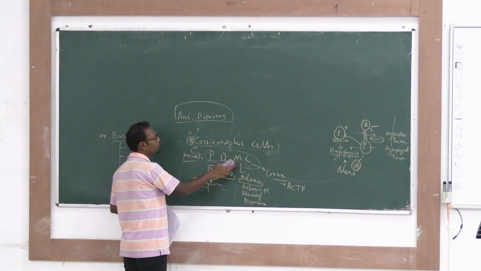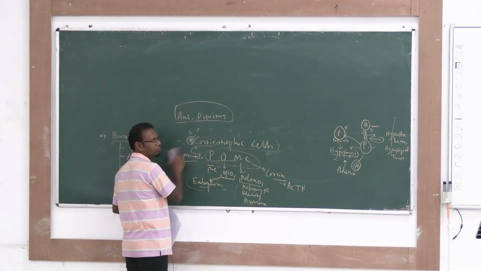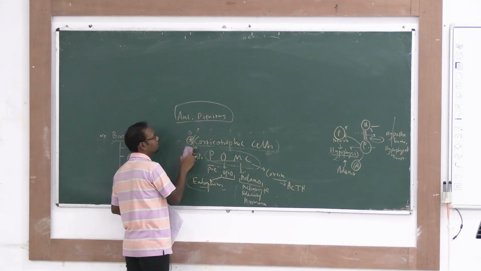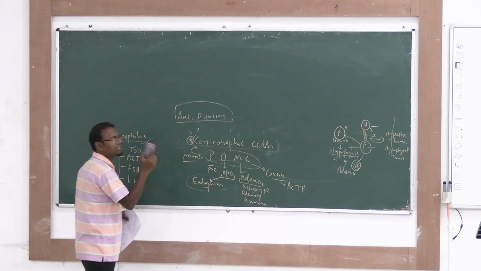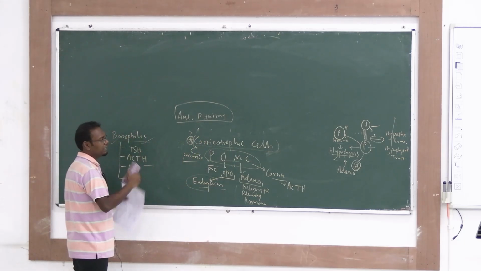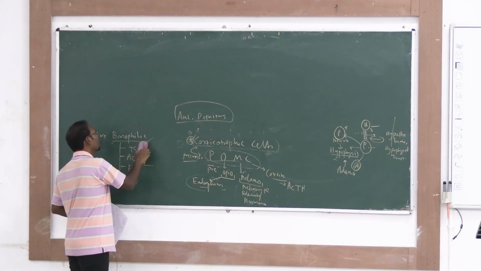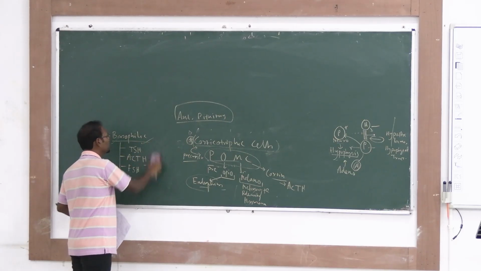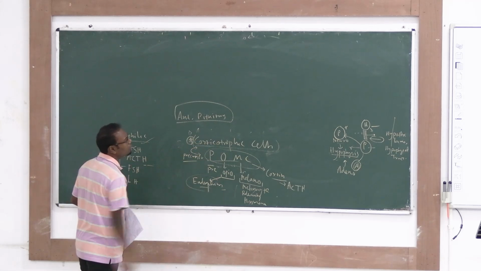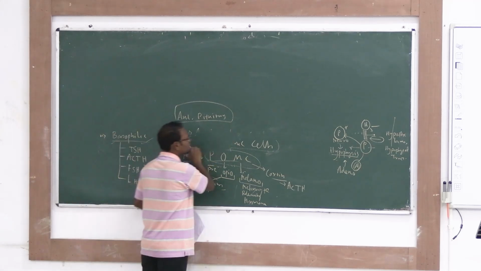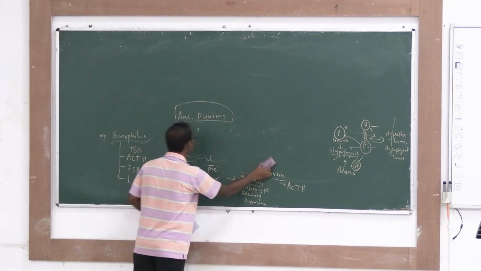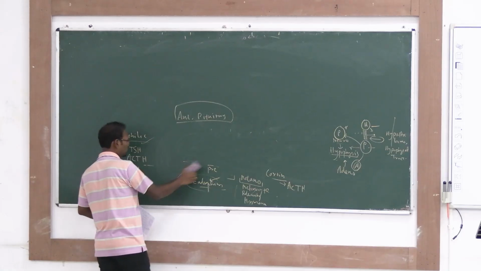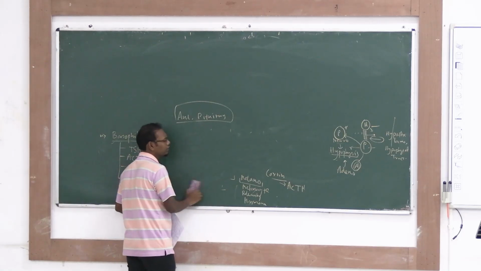Pre-opio melanocortin, POMC. This is the precursor cell of corticotrophic cells, which is also present in anterior pituitary. But only 2 cells are necessary for release in a normal person, in an adult person, after birth: basophilic cells and your acidophilic cells.